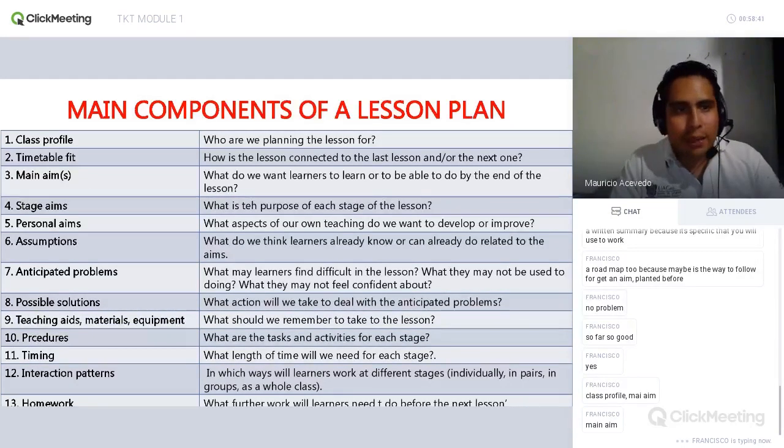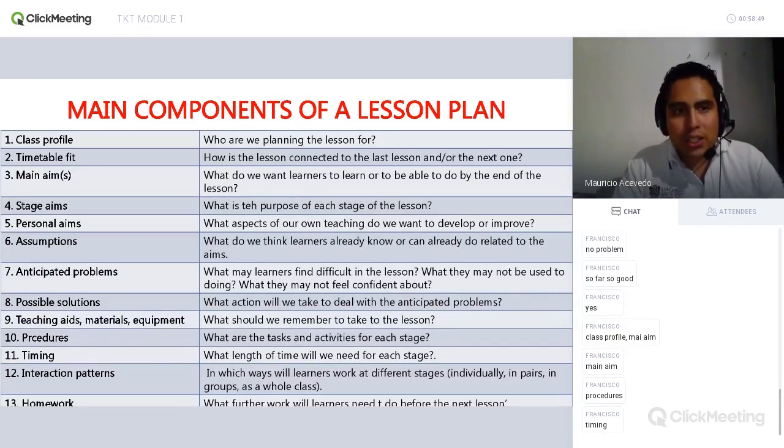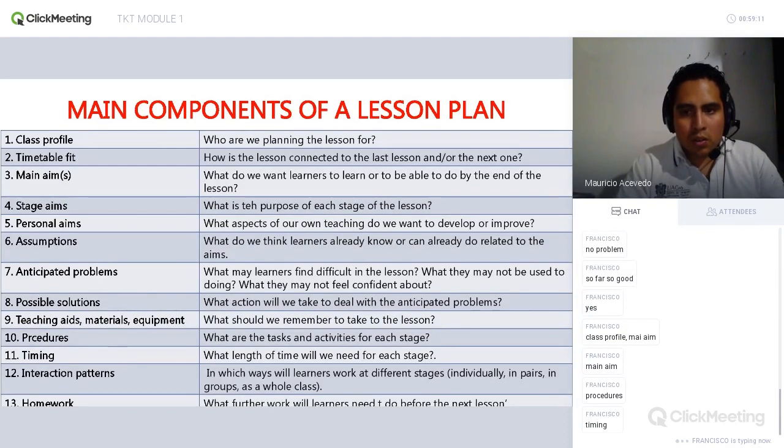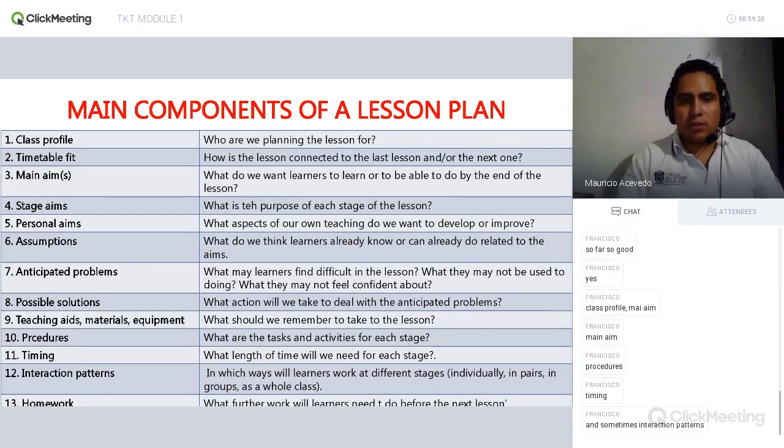Class profile, main aim, what else? Timetable fit, do you have a timetable fit? Procedures, timing, good. What else? Sometimes interaction patterns. Oh, yes, yes. I also write it there.